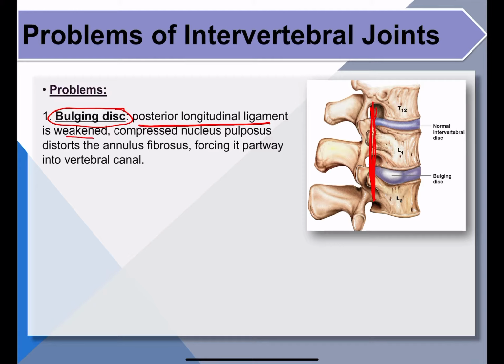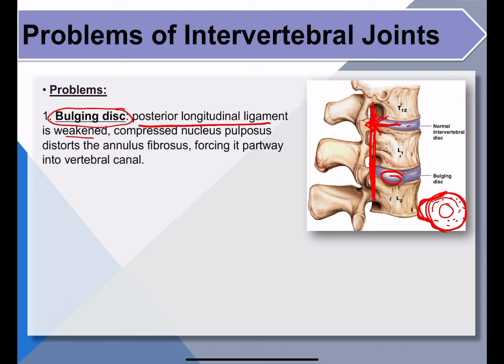And now, because of that weakening problem, the intervertebral disc can push this way into the ligament, and it can result in distortion of the shape of the annulus fibrosus. If you remember what I just talked about with the transverse cut of your intervertebral disc, this outer region is the annulus fibrosus, and that becomes distorted in shape because of being compressed due to the weakness of that ligament. It doesn't hold it together and forces it part way into the vertebral canal.